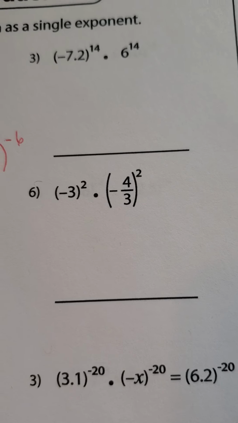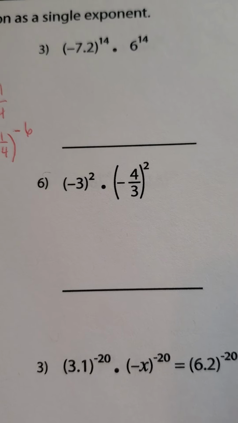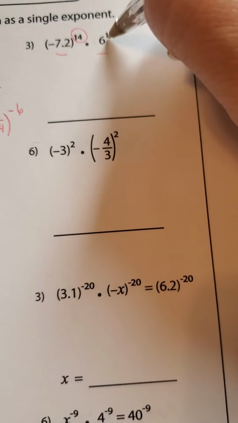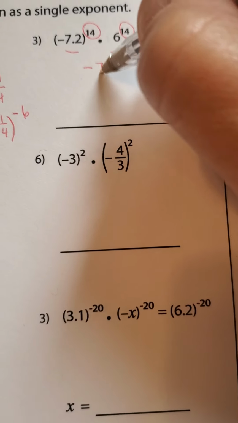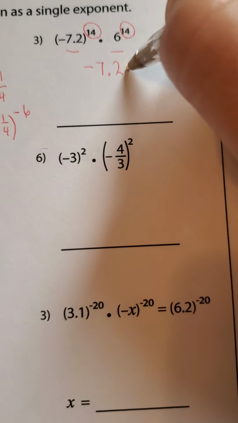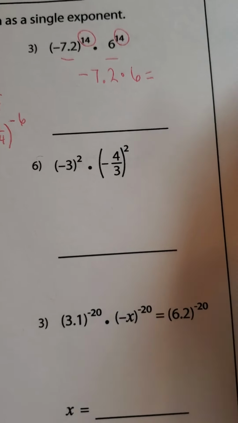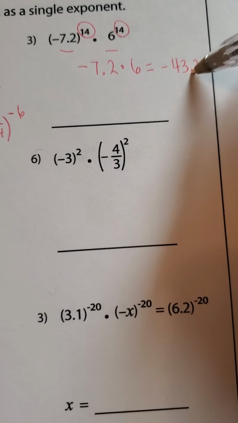Question number 3. We have negative 7.2 to the 14th times 6 to the 14th. Here's our bases. There are those identical exponents again. So we're going to multiply these two bases together. Negative 7.2 times 6. And so that's going to equal negative 43.2.